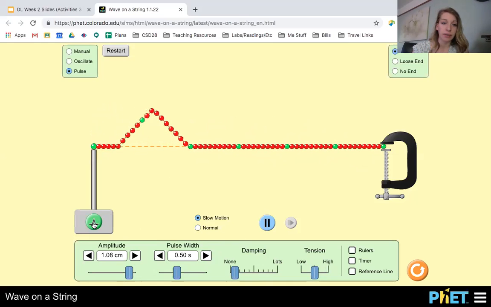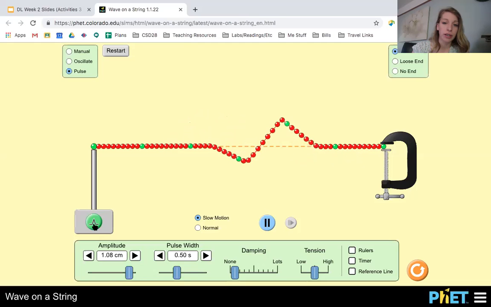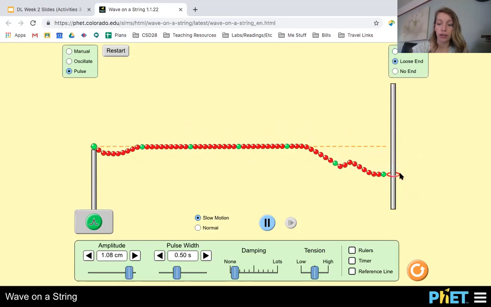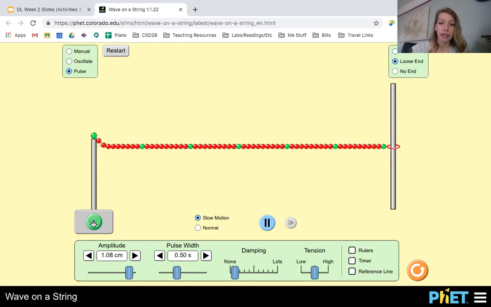I feel like that's really helpful later on when you're going to be sending a second wave during the interference portion, so you can see what happens when those waves hit each other. So those are all things you can do. You can also change your end. So I'm going to restart it, where rather than it being fixed, it's a loose end. And so you can kind of use that to see how things reflect.